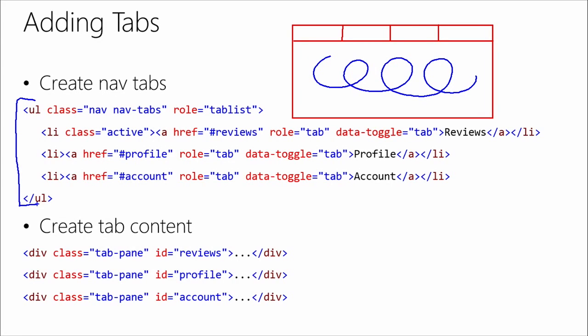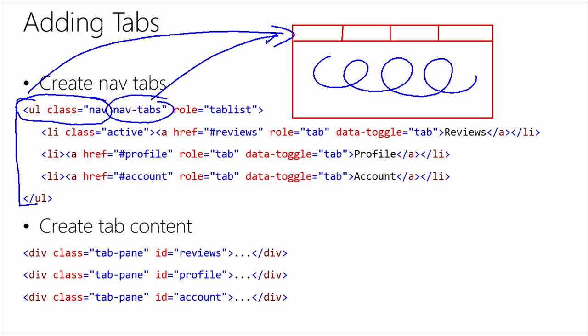The first part is going to be defining the tabs. And you'll notice that this is done by defining an unordered list with a class of nav, but in particular, nav-tabs. And that's what's going to tell it to go up there. Then what you're going to notice is that I'm going to add on all of my different links here.